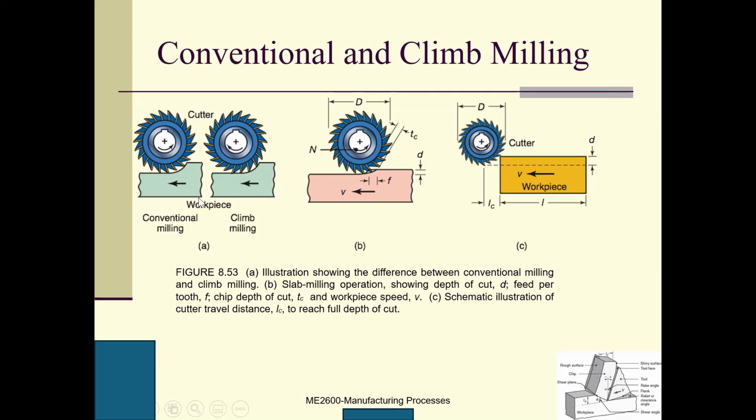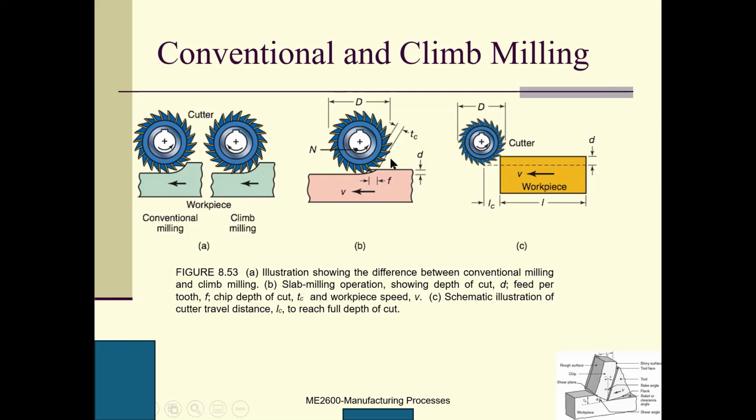So this is a slab milling operation. You just want to have a flat surface. So here is my final surface. Here is my original surface. This is my workpiece. I want to have the final surface and remove all these things. So B is a slab milling operation.